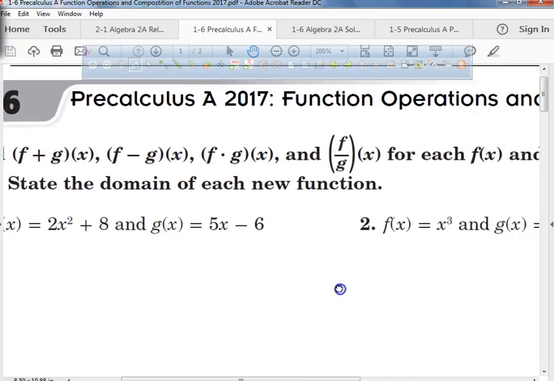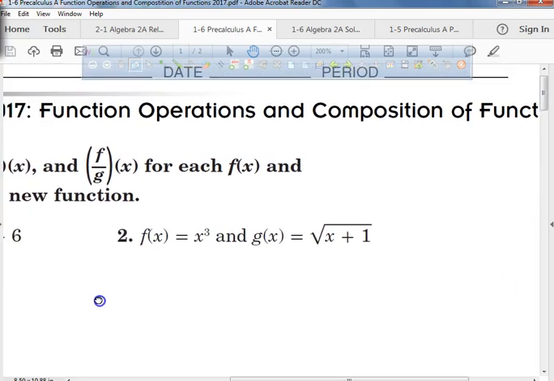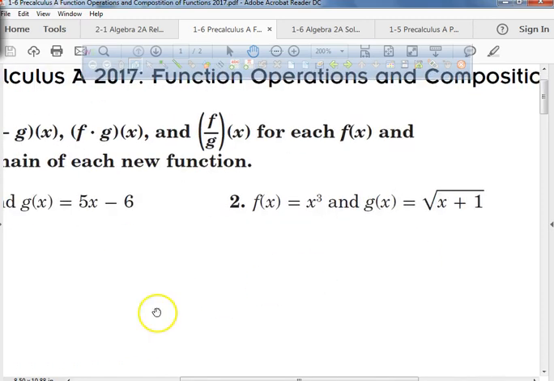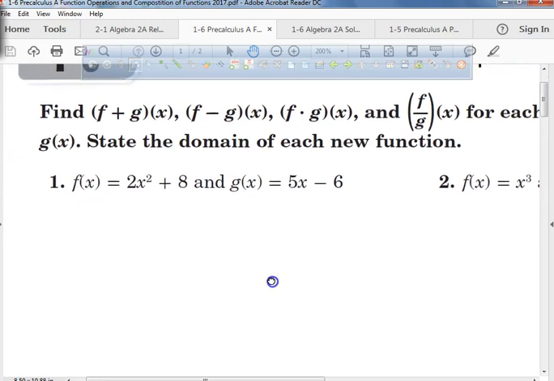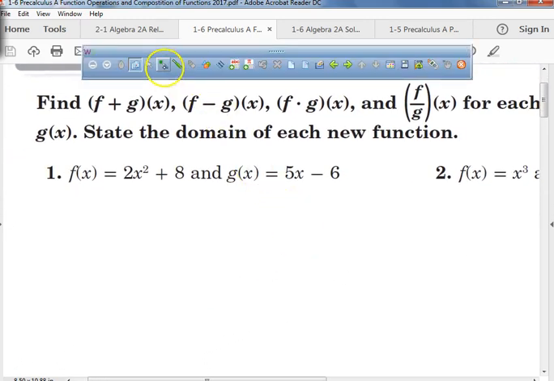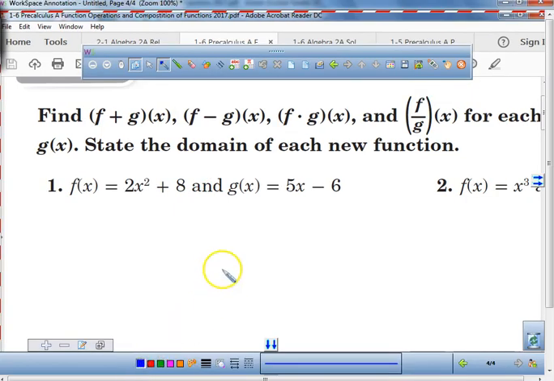Today, everybody, we're starting operations of functions and dealing with composition of functions. So right now, we're going to be doing problem number 1 in your journal.